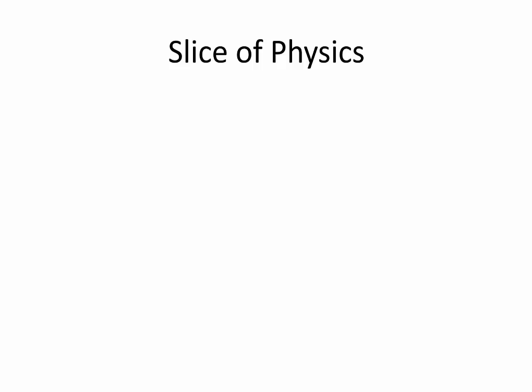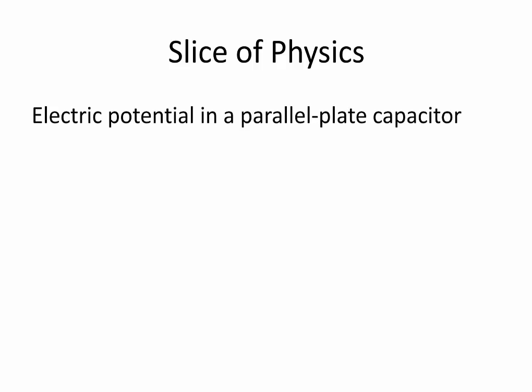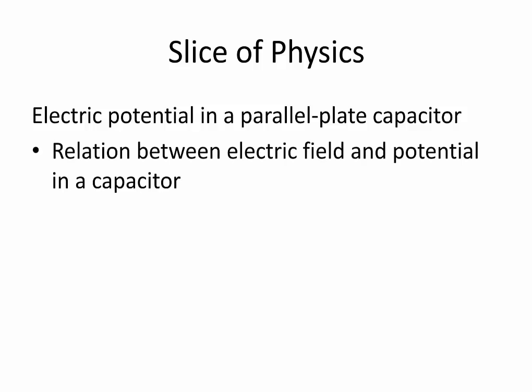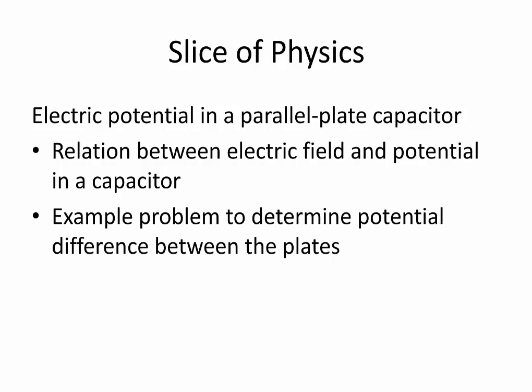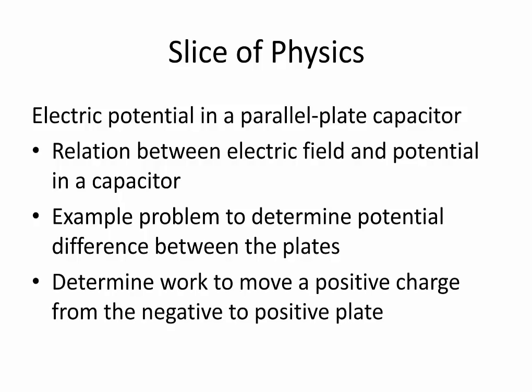Hi there, welcome back. In this slice of physics, we're going to continue our journey learning about electric potential, and this time we'll take a look at a parallel plate capacitor. We'll first understand the relationship between electric field and potential in a capacitor. Then we will take an example problem to determine the potential difference between the plates, and we'll use that potential difference to determine the work to move a given positive charge from the negative plate to the positive plate.